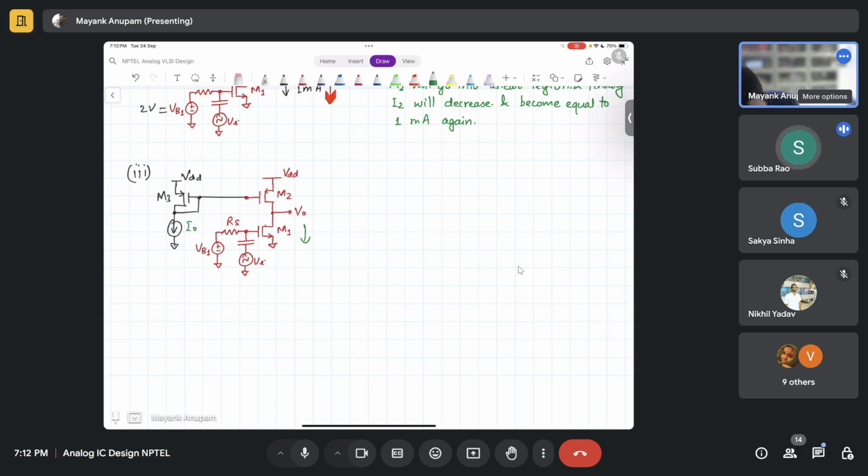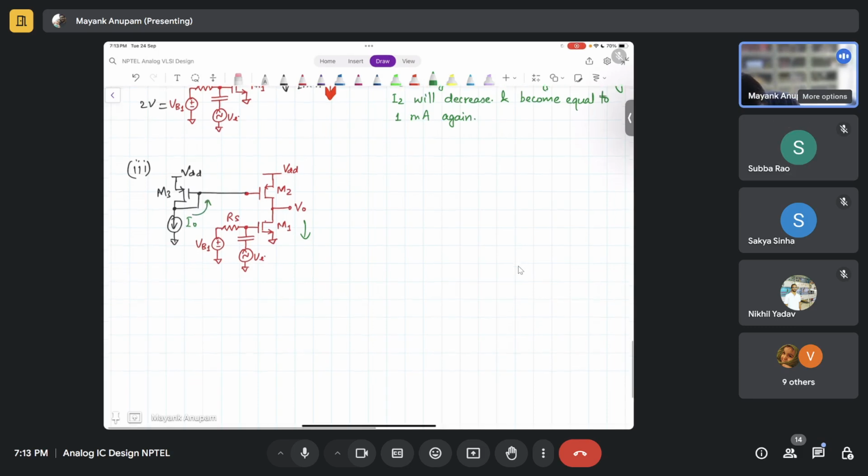So this I naught current has to somehow be equal to the current that M1 is demanding, isn't it? Because of current mirroring, I naught is the current that is going to be supplied by M2. So somehow this I naught has to always be equal to the current that M1 is demanding, right? It has to track the current that M1 is demanding. So how will that happen?